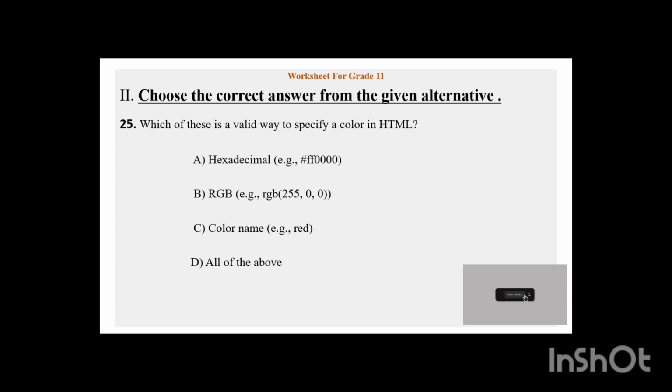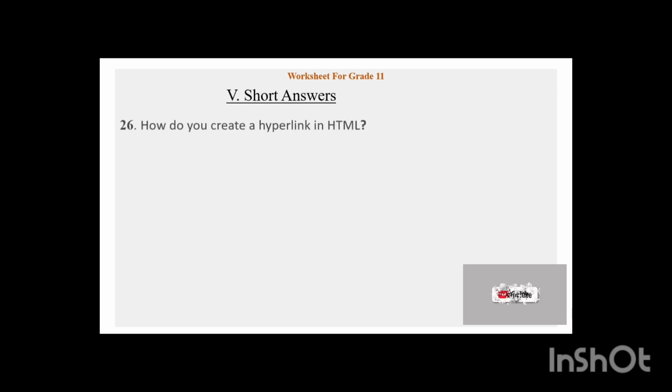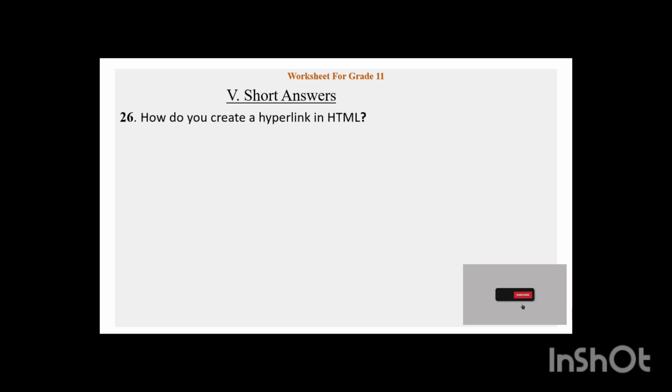Question 25. Which of these is a valid way to specify a color in HTML? A. Hexadecimal, example F00. B. RGB, that is 255, 0, 0. C. Color name, red. D. All of the above. Show answers.